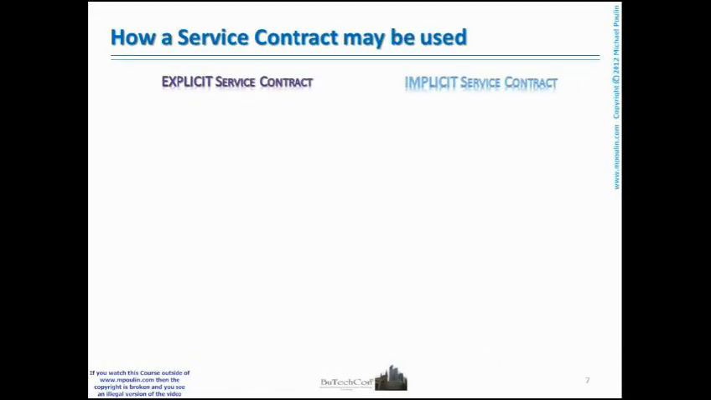How a service contract may be used. SOA RAF defines two types of service contracts, explicit and implicit. An explicit service contract is an agreement based on a negotiation between a consumer and a service. For example, a service description offers three interfaces, A, B, and C, and the use of each of them is associated with a certain fee.